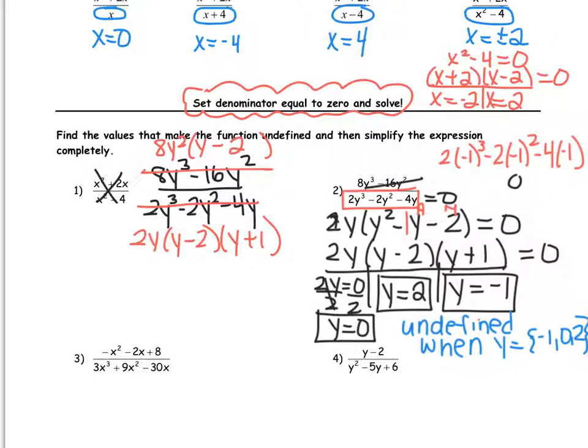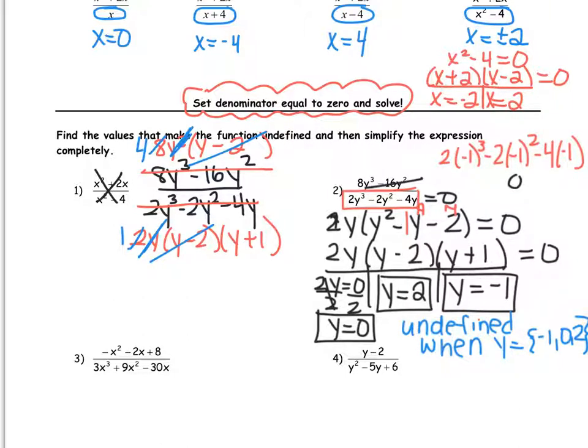So now the fun part goes where I can cross off any top with any bottom. So I can cross off the y minus 2 with the y minus 2. And I can cross off actually this y squared, one of the y's, with this y. And I can actually divide 8 and 2. They're both divisible by 2. So I can turn this into a 4 and that into a 1.